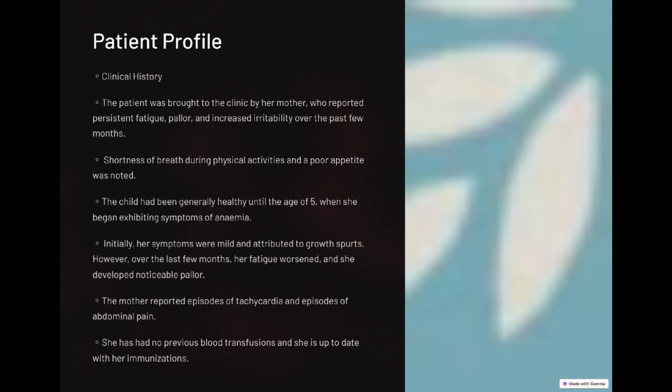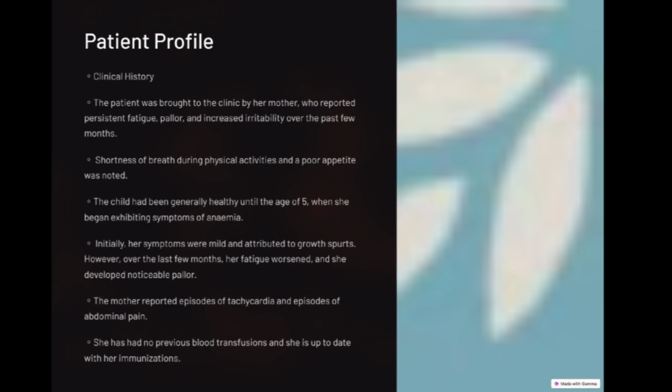The child had been generally healthy until the age of 5, when she began exhibiting symptoms of anemia. Initially, her symptoms were mild and attributed to a growth stunt. However, in the last few months her fatigue worsened and she developed noticeable pallor. Her mother reported episodes of tachycardia and episodes of abdominal pain. She has had no previous blood transfusion and is up to date with her immunizations.